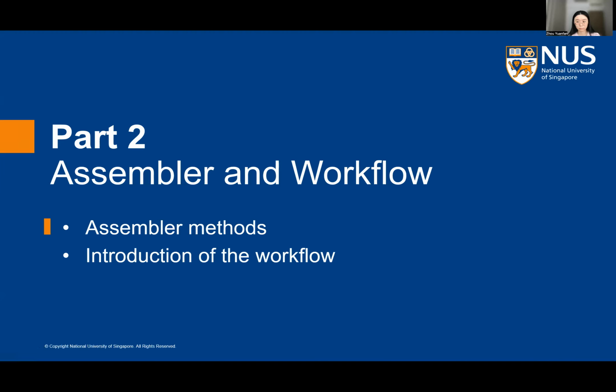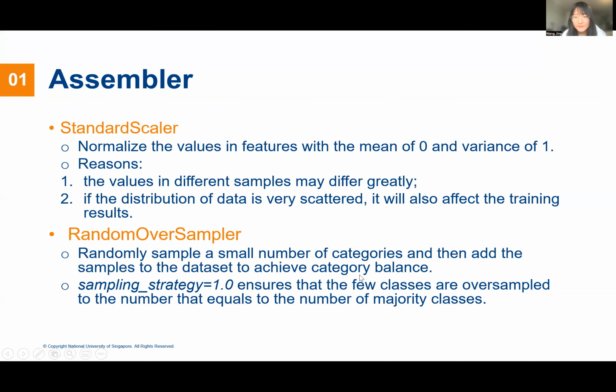Okay, in part 2, we will introduce the ensemble methods and also the workflow. On next page. Before training a model, we input features. For the same feature, the values in different samples may differ greatly, and if the distribution of data is very scattered, it will also affect the training results. At this point, we can use standard scaler to normalize the values in the features, that is, to a normal distribution with the mean of 0 and the variance of 1.